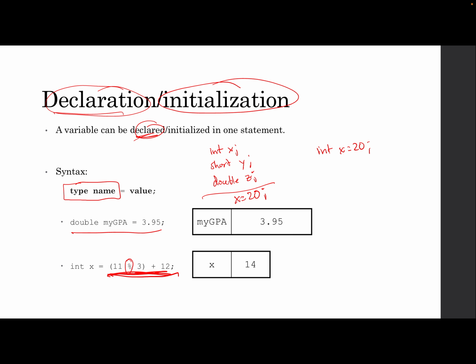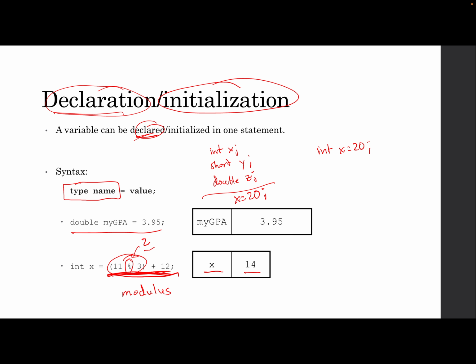You may have seen this mod, or when I'm saying mod, it's short for modulus. I think that's spelled right. The modulus operator. So the modulus operator is represented by the percent symbol, and it returns the remainder after the division. So for example, 11 divided by 3 equals 3 with a remainder of 2. So 11 mod 3 is just simply 2. So this means that 11 mod 3 plus 12 is equal to 14, because it's 2 plus 12. So therefore x ends up being 14.